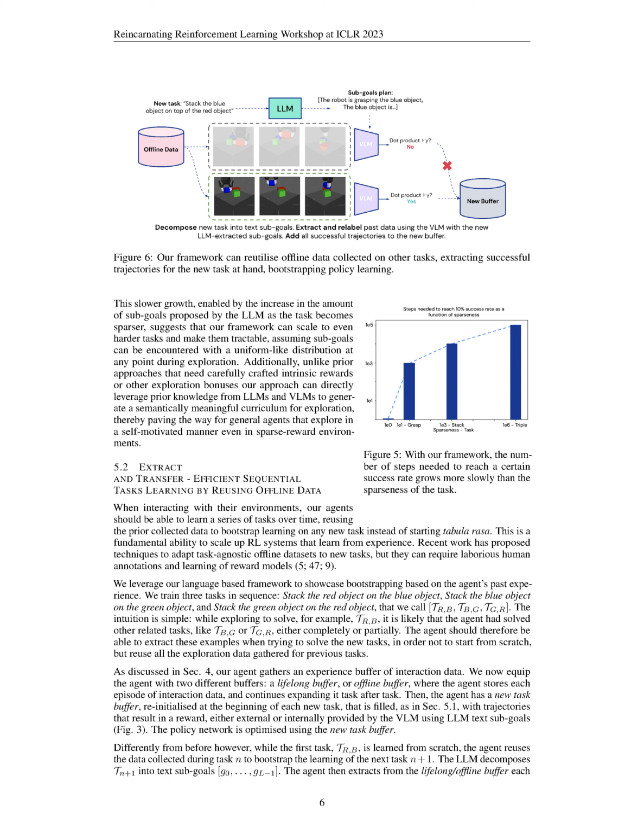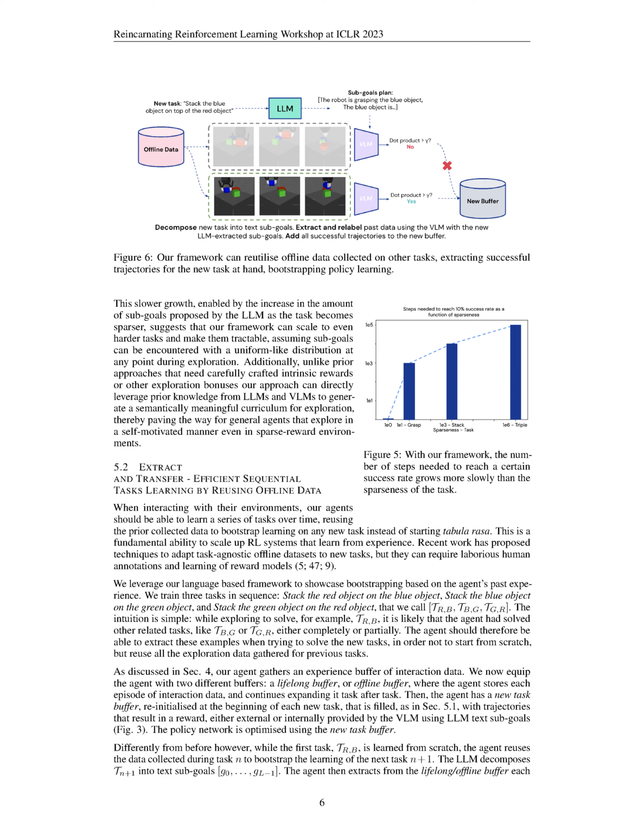We now provide the agent with 2 different buffers. A lifelong buffer, or offline buffer, where the agent stores each episode of interaction data and which continues to expand task after task. Then, the agent has a new task buffer, which is reset at the beginning of each new task and filled with trajectories that result in a reward, either external or internally provided by the Vision Language Model, VLM, using Large Language Model, LLM, text subgoals. The policy network is optimized using the new task buffer.